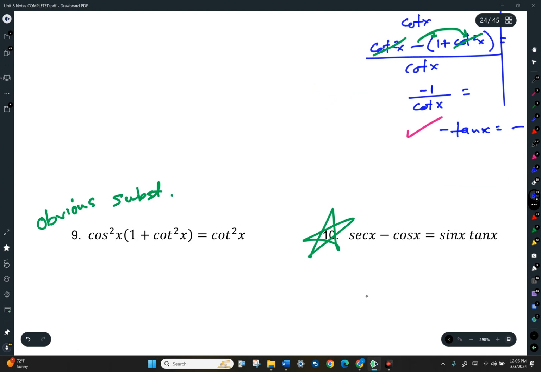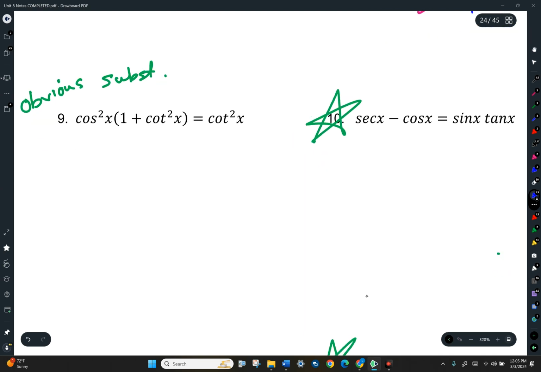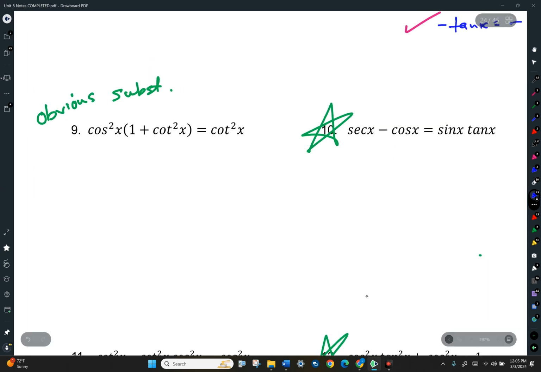Okay, something that I want to remind you of on number 9. So yes, we're going to work on the left. And yes, you might think, oh, I need to distribute. Well, maybe. But before you jump on doing too much algebra, you always want to be on the lookout for obvious substitutions, meaning substitutions that come directly from your list of identities. And the one that we're not as familiar with, that we actually just used a minute ago, look at that parenthesis. 1 plus cotangent squared. Isn't that identity number 8? Right? Where that's going to turn into cosecant squared.